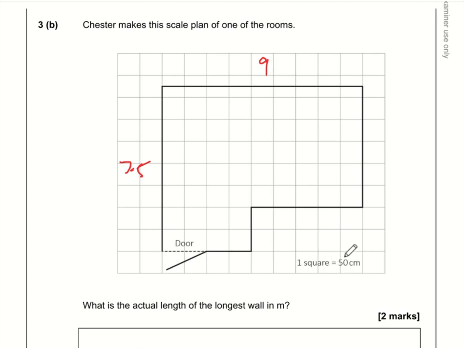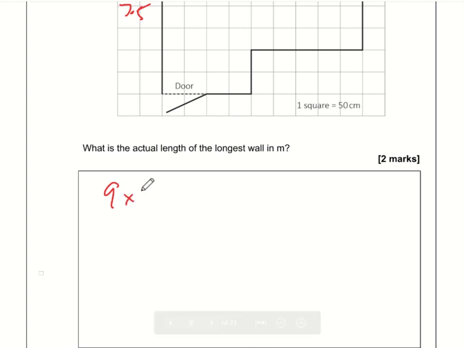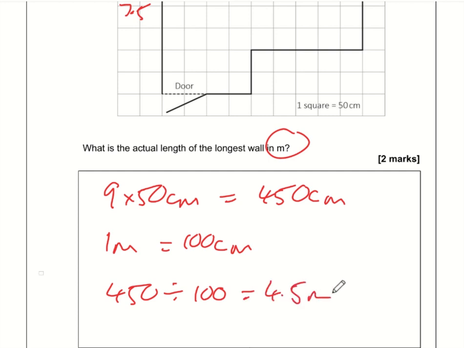Okay, so 1 square is 50 centimetres. We've got 9 squares, so it's 9 lots of 50 centimetres. Well, 9 5s are 45, so 9 50s are 450 centimetres. Remember, we want the answer in metres, so 1 metre is 100 centimetres. So what we need to do now is 450 divided by 100, so that is 4.5 metres.